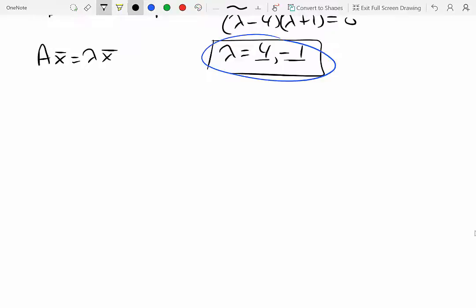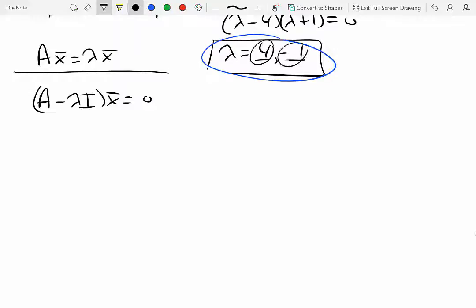Okay, so that's how I find the eigenvalues. How do I find the eigenvectors? Well, what did we do? We looked at A minus lambda I times x is equal to 0. And I know that there will be non-trivial solutions when lambda is equal to 4 and when lambda is equal to -1. So let's look at the first one, lambda equal to 4.